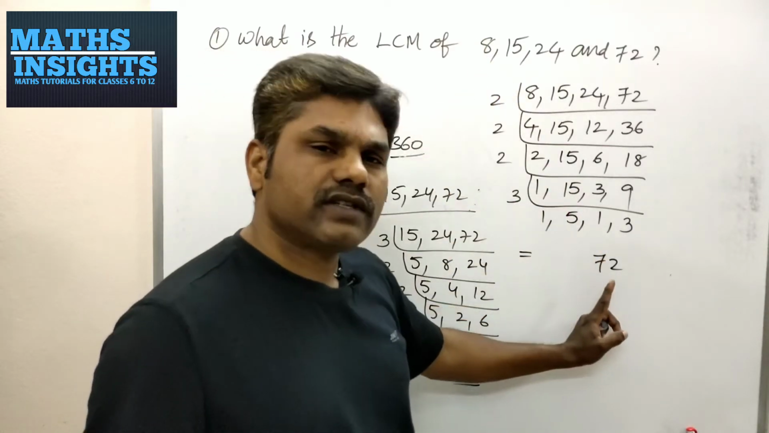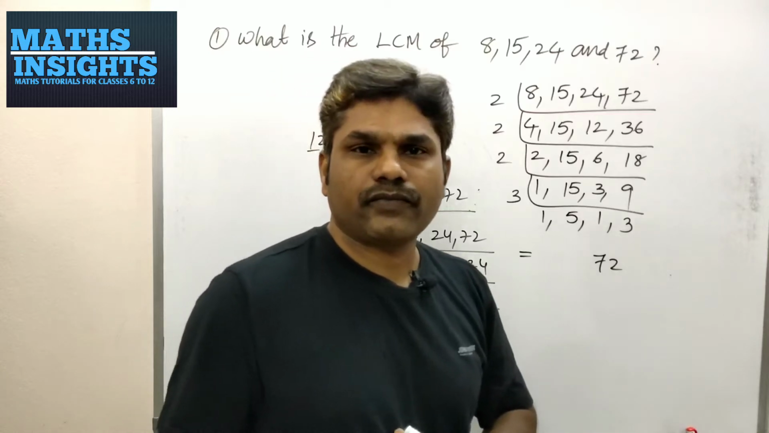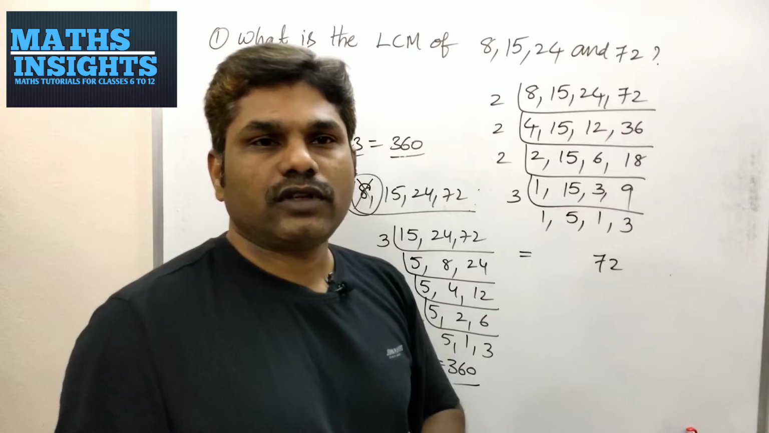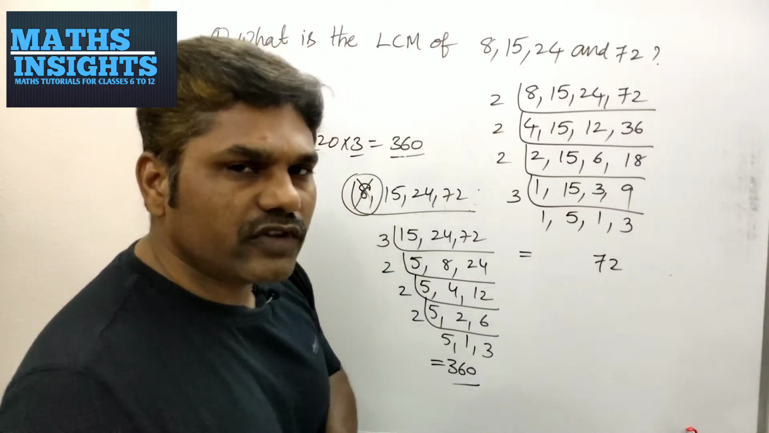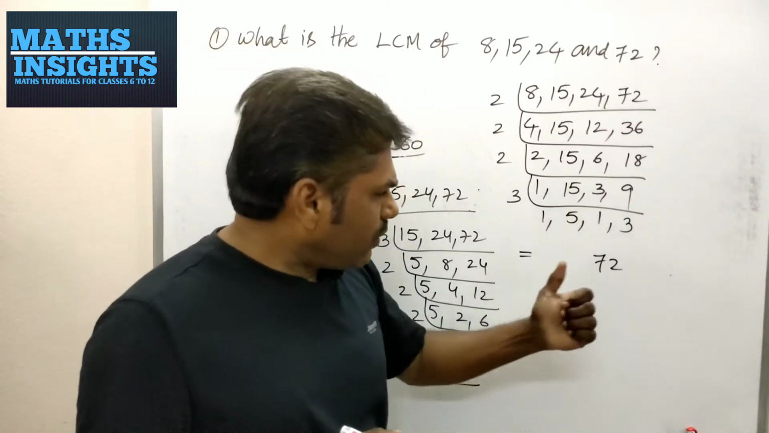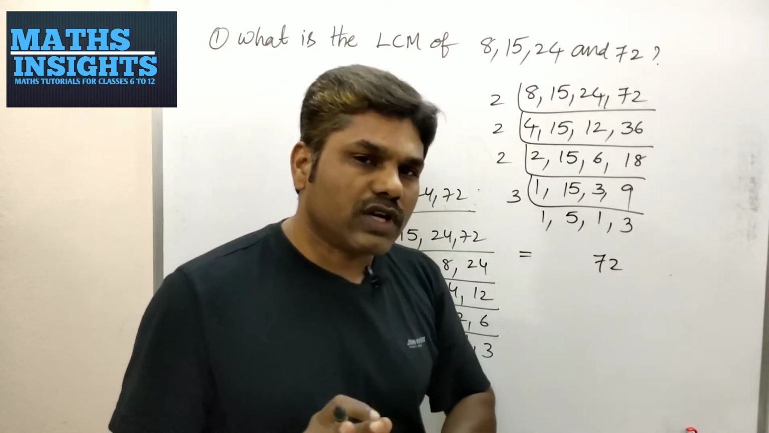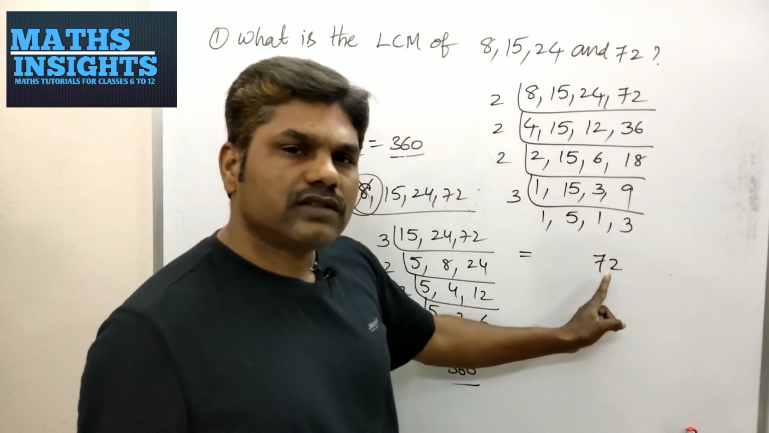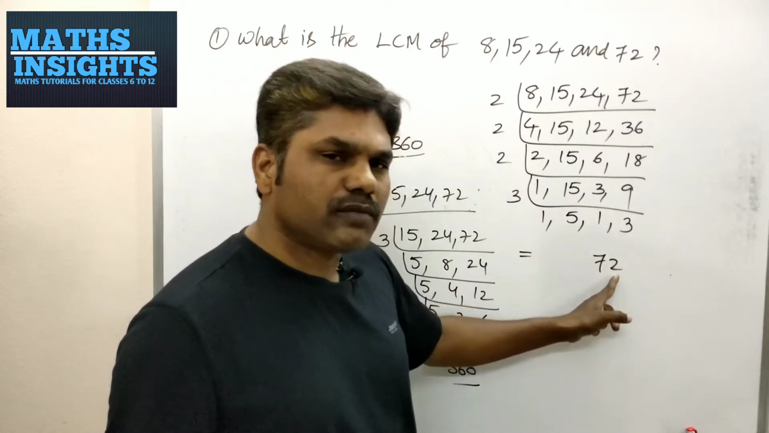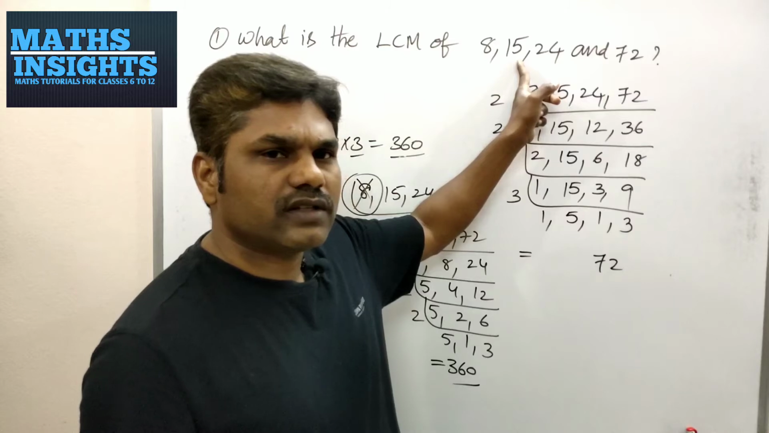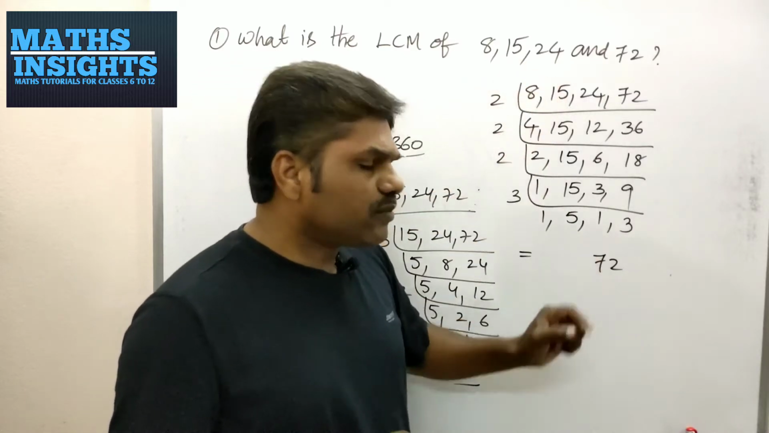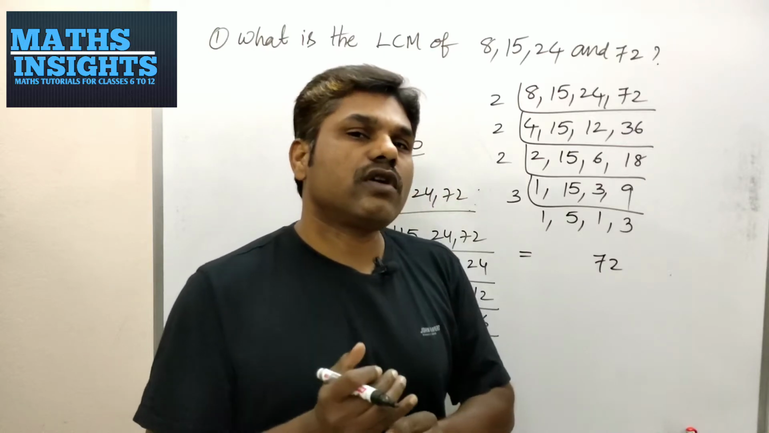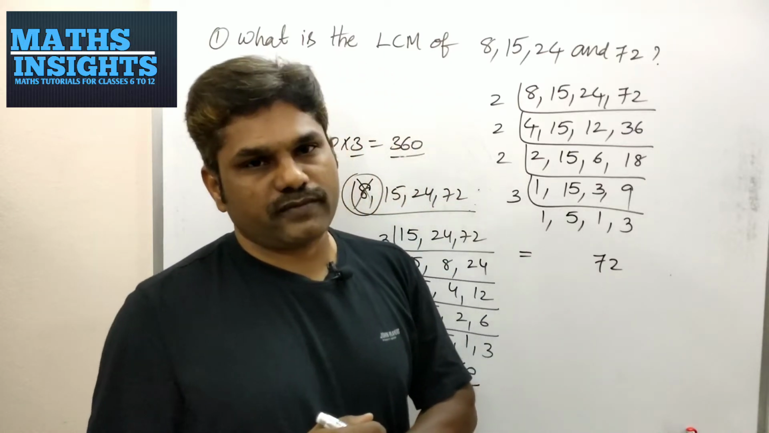8 will also divide 72 exactly. But 15 will not divide. So the LCM will be a multiple of this 72 only. If we want to make it divisible by 15, the multiple of this number should contain 0 or 5 in its units place.